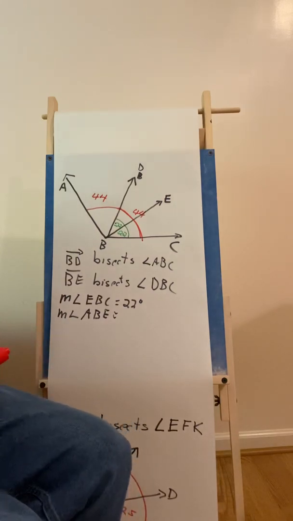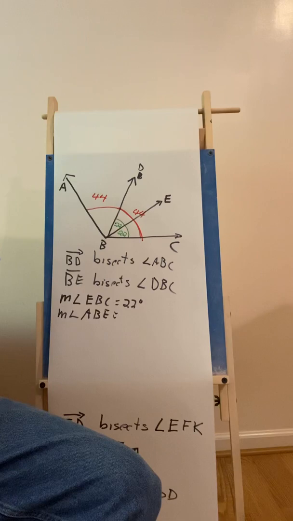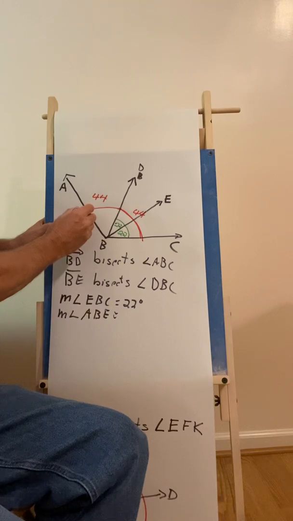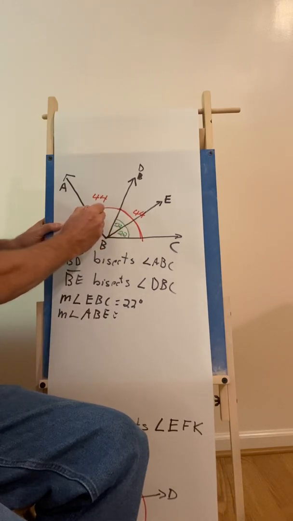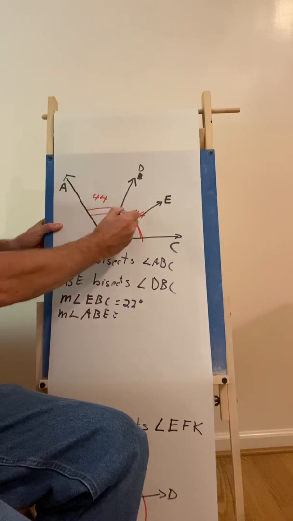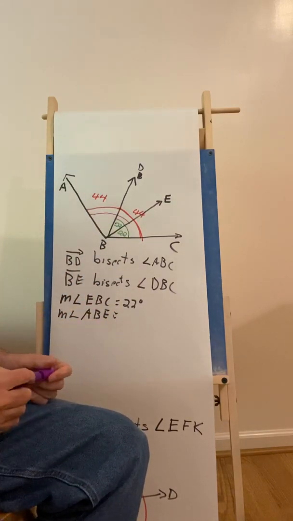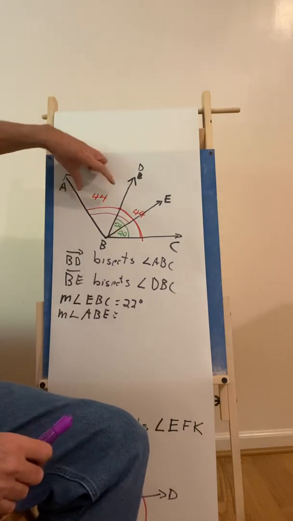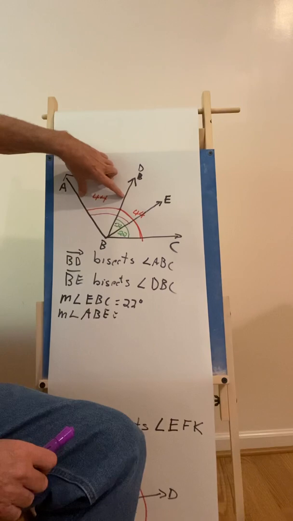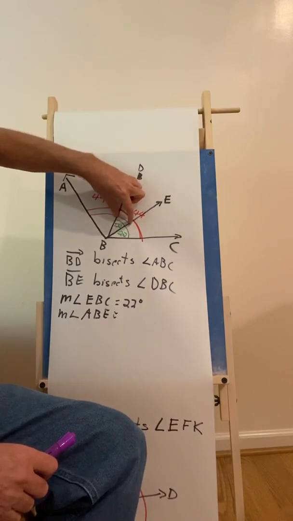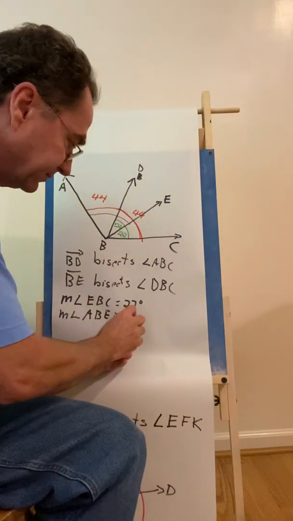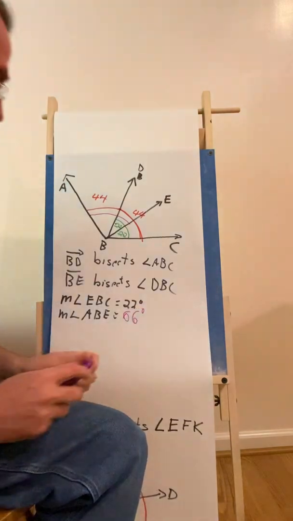Now, can we find out what angle ABE is? ABE is the angle that goes from here, A, to E. So it's this angle right there. Now, what would I do to get that angle? Well, do we have the pieces to it? Yes, we do. We have this piece is 44, and we have this little piece is 22. So if we want to put them together, 44 and 22 would give us 66 degrees.